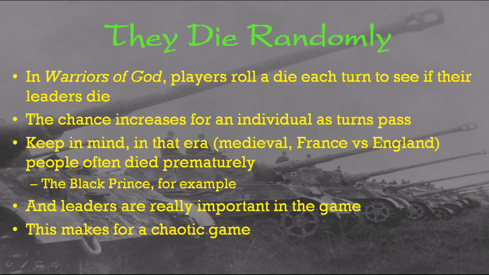Another possibility is that leaders die randomly. In the game Warriors of God, each player rolls a die for each leader to see if that leader dies at the end of each turn or round. The chance increases for an individual as turns pass, so sooner or later they're going to die, of course. Keep in mind that in that era, which is medieval France versus England, people often died prematurely. For example, one of the most well-known is the Black Prince, who never became king. He didn't die in battle. Leaders are also really important in that game, and this makes for a really chaotic game.